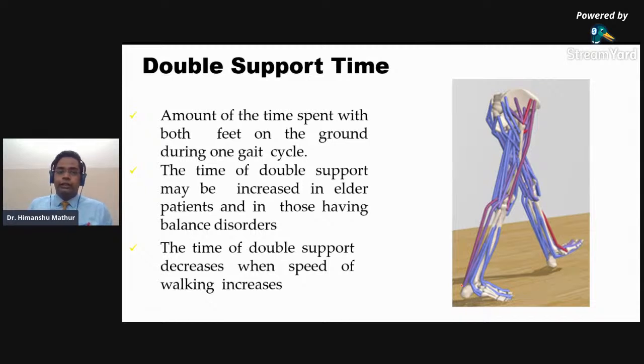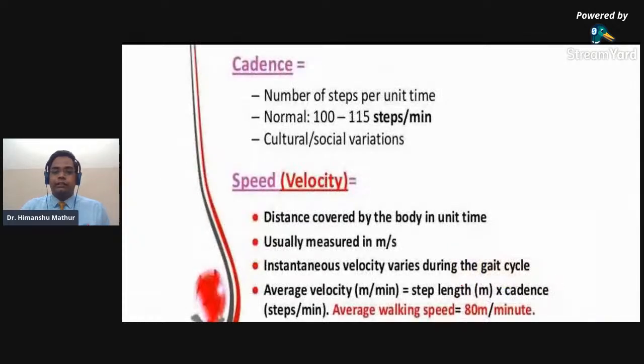I told you cadence, that is number of steps per unit time. The normal value is about 100 to 115 steps per minute. Okay, it can have social, cultural, and gender biased variations also. It can have racial variations also. So there can be n number of factors which could be responsible for this. Okay, now speed or velocity, that is the distance covered per unit time, how much distance I am able to cover in 1 minute. So usually it is 80 meters. If you can see here at the bottom, 80 meters per minute is the distance I can cover in 1 minute during normal walking.